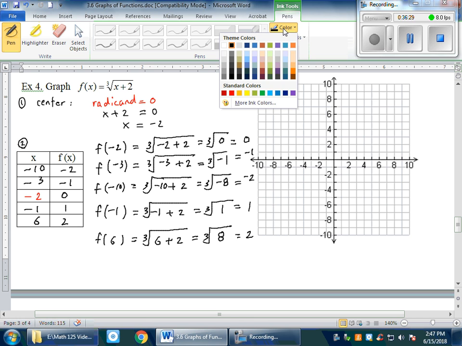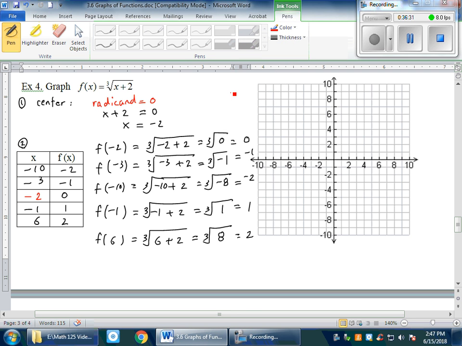So now that I have all these points, I can start graphing. My center is negative 2, 0, which is right here. To the right will be negative 1, 1 and then 6, 2. On the left will be negative 3, negative 1 and then negative 10, negative 2.